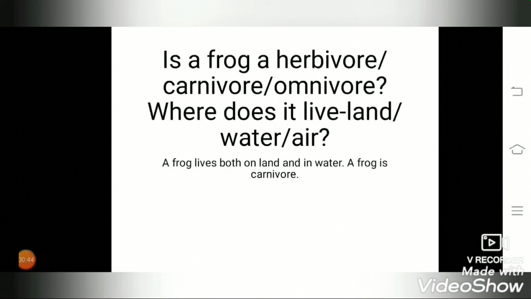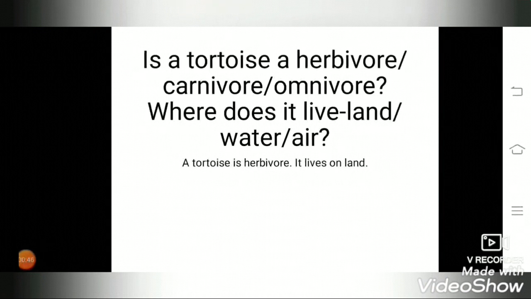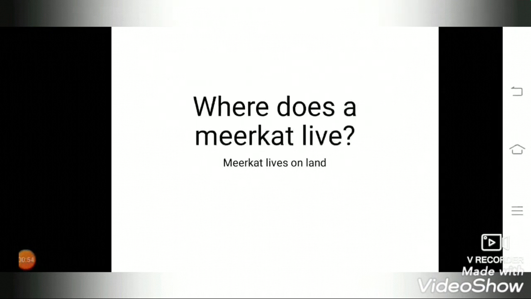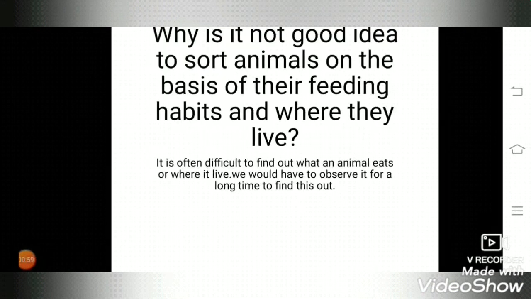A frog is carnivore. Is a tortoise a herbivore, carnivore, omnivore? Where does it live? Land, water or air? A tortoise is herbivore and it lives on land. Where does a meerkat live? A meerkat lives on land.